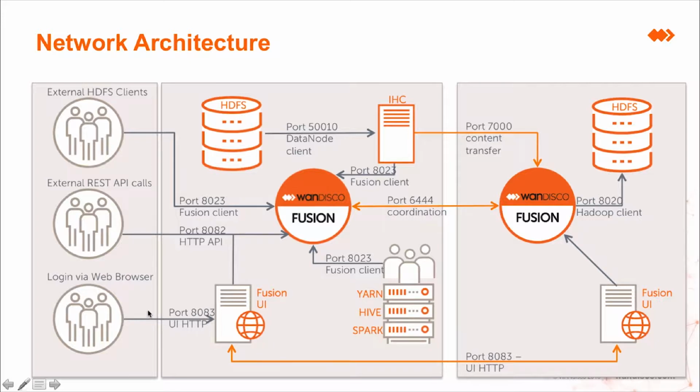For example, if your Fusion is running on an edge node, you would use the fully qualified domain name of the edge node with port 8083 to get to the Fusion UI. Other key ports are the coordination port, the DConE, the distributed coordination engine, on port 6444, and the IHC server on port 7000 for content transfer.